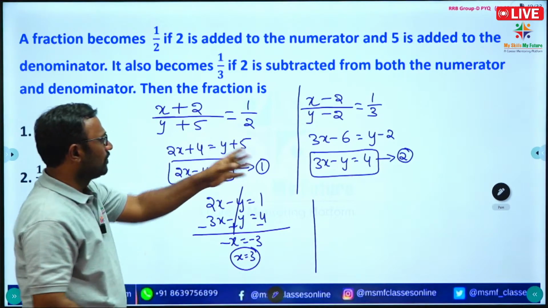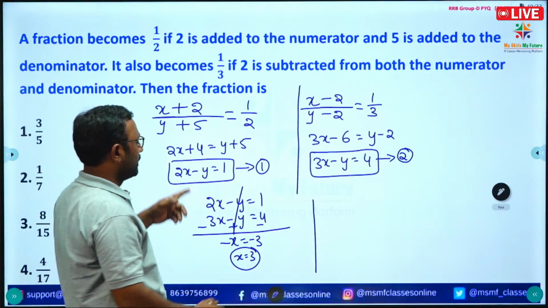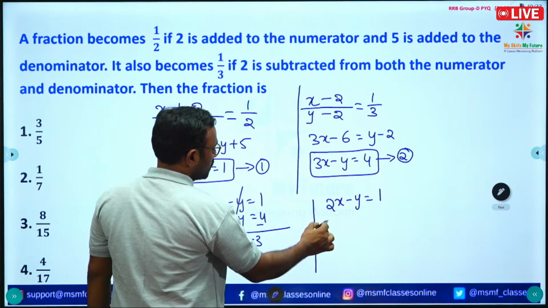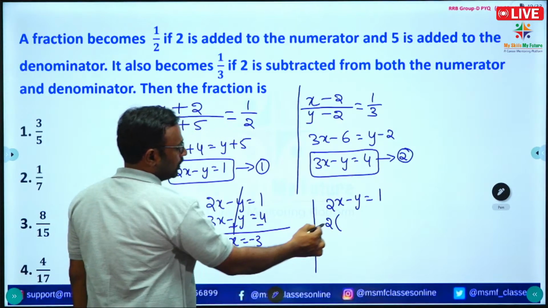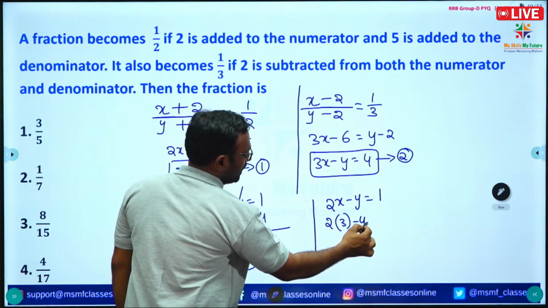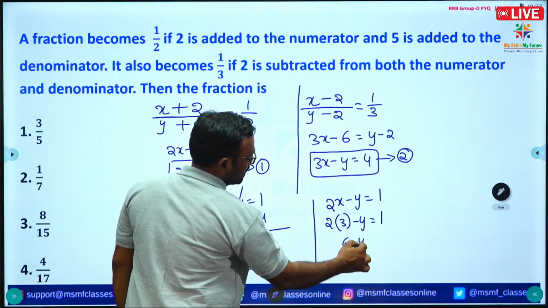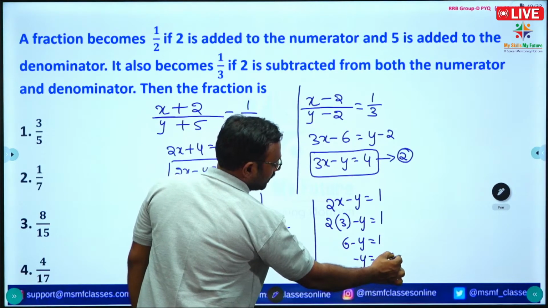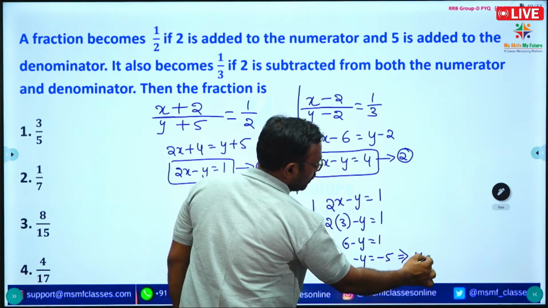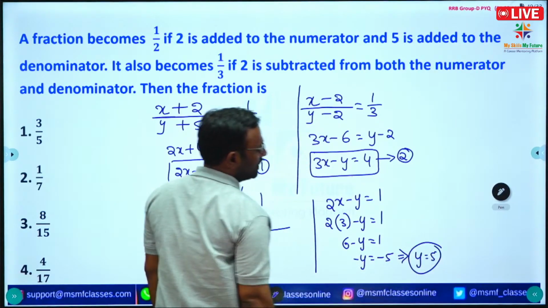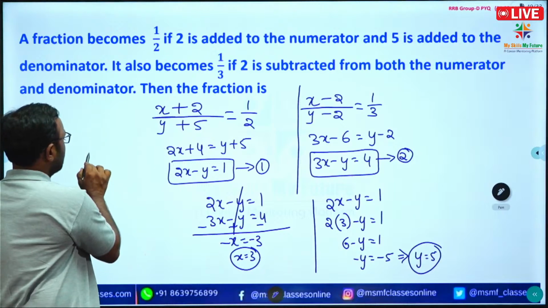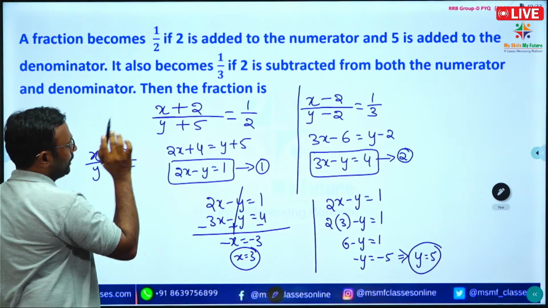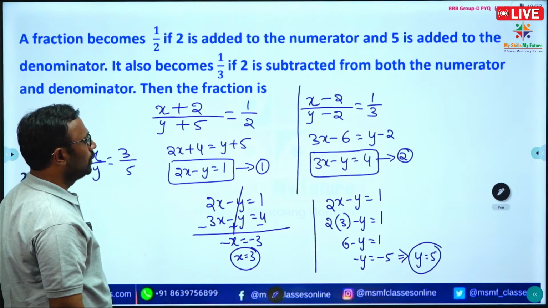So, substitute any of these, we can get a y value. I am taking 2x minus y is equal to 1. So, 2 into 3 minus y is equal to 1. So, 6 minus y is equal to 1, minus y is equal to minus 5. So, y is equal to 5. So, x by y is equal to 3 by 5.